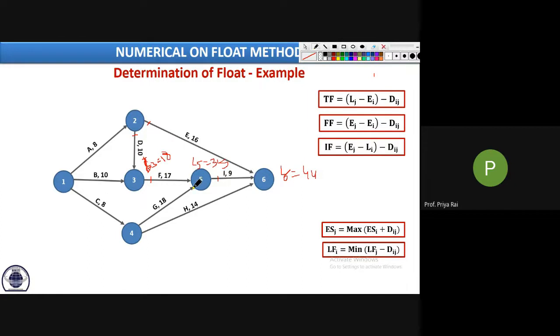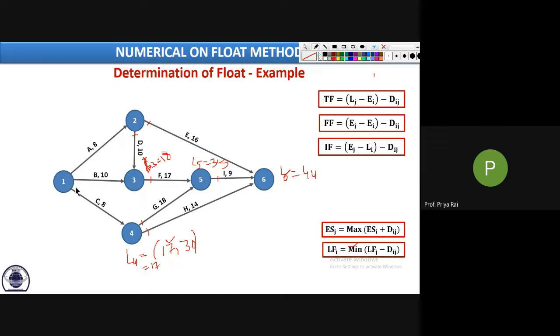Now which one? 4. Okay, so L4. See, L4 has two arrow tails, coming from 5 and coming from 6. When it is coming from 5, it is 35 minus 18, 17, right? 17. And when it is coming from 6, 44 minus 14, 30. So here we will have to take the minimum, which is 17. So L4 is 17.